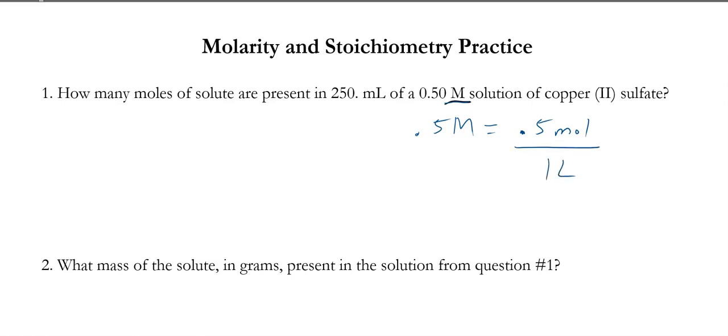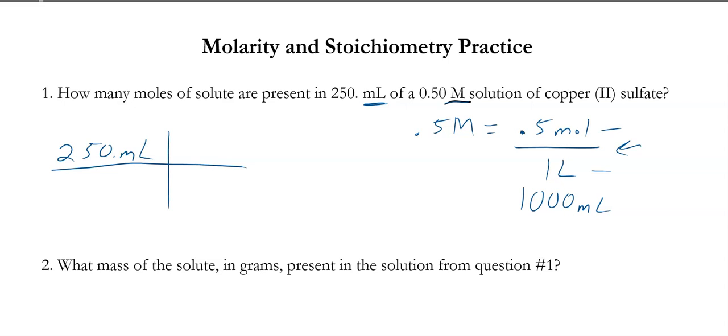Now what we can do with this is use it like a conversion factor. So we know that the ratio is 0.5 moles to 1 liter. Also, we can write this as 1,000 milliliters instead of 1 liter. Those are interchangeable: 1 liter is equal to 1,000 milliliters. In this case, we're working with milliliters. So we need to convert from volume, 250 milliliters of this 0.5 molar solution, to moles, to find out how many moles are in it by using this as a conversion factor.